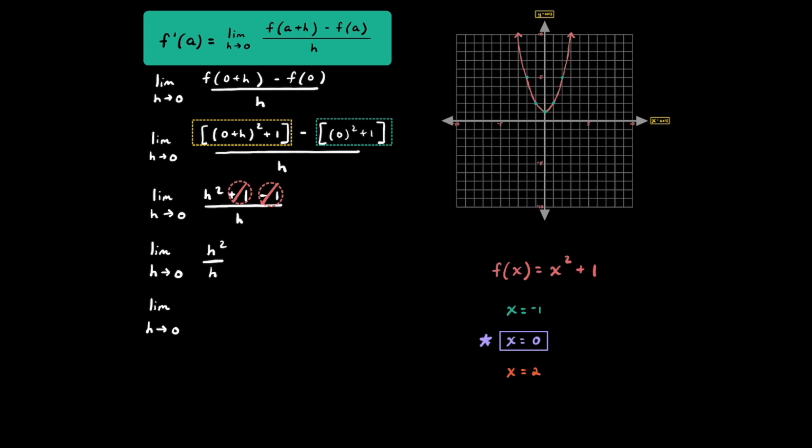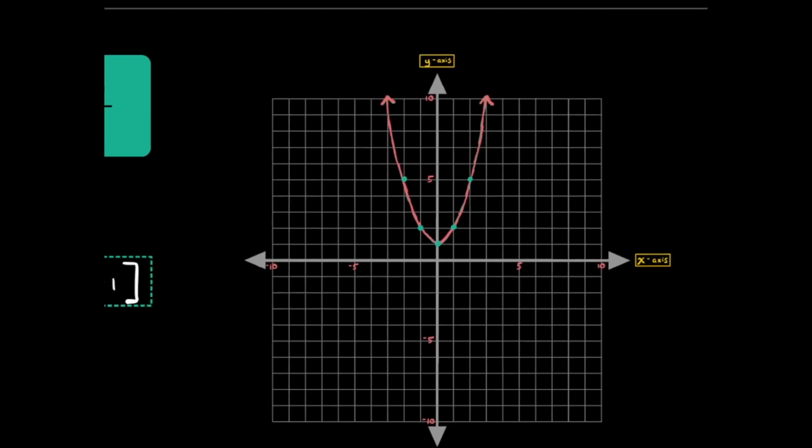Simplifying just a little bit more, h squared over h just becomes h. The limit as h approaches 0 of h is just going to be 0. 0 represents the slope of the tangent line at x equals 0. Let's see how that looks on our graph here.